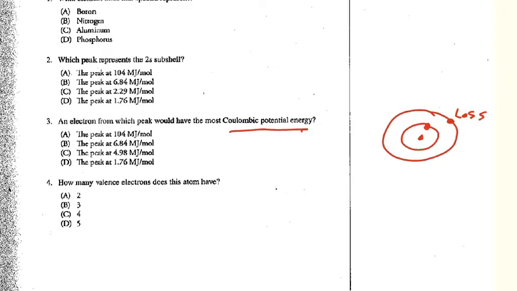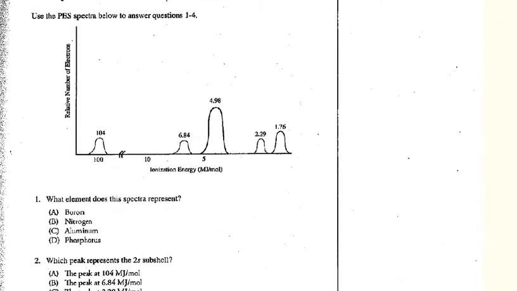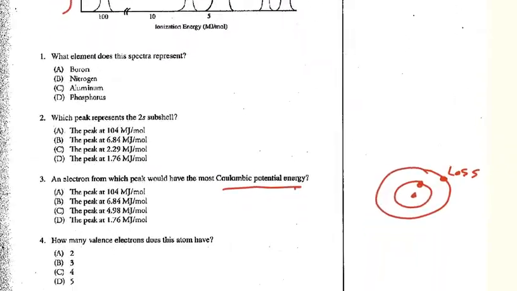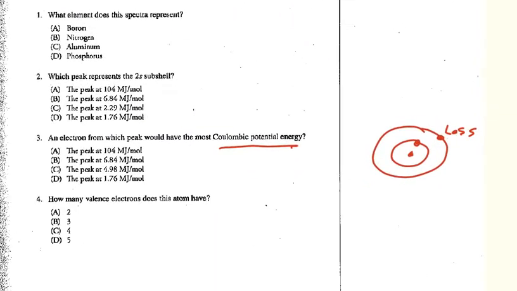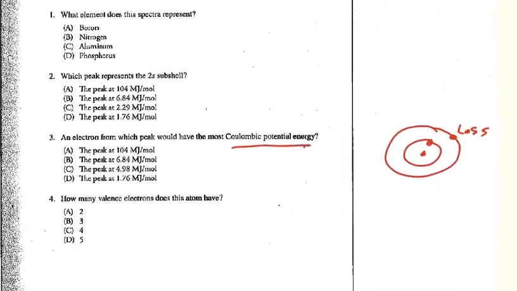Well, if we go back up and look at their diagram here, remember that the nucleus is over here on the right. And so the 1s is definitely going to have the strongest attraction because it's closest to the nucleus. The ones way down here are going to have much less attraction. So let's go and look at our answer set. It looks like our answer set, the one at 104 should be the answer, so A.